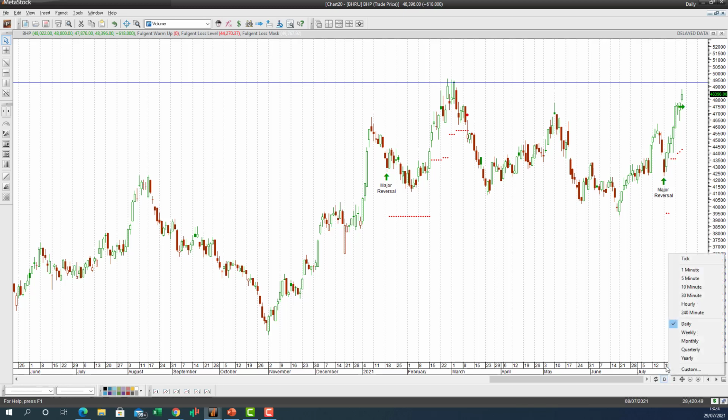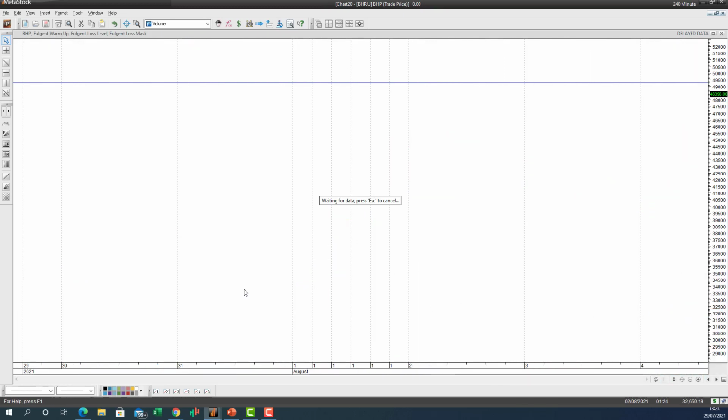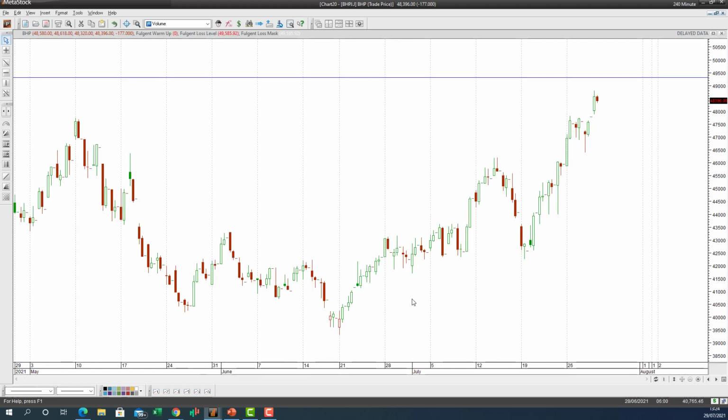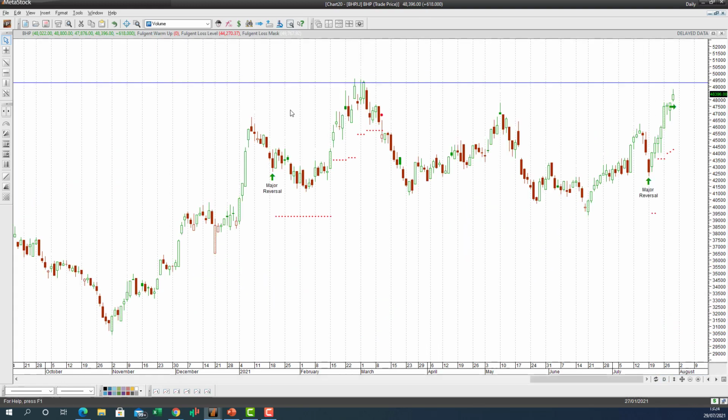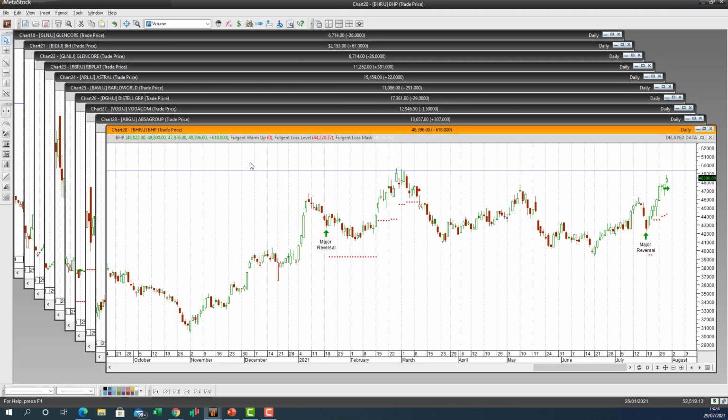If we look at the intraday, it will be interesting to see on a 4-hour chart if it gives a similar type signal. Yeah, a major market reversal popped up there, so that's looking good from an intraday trading performance perspective, basically.